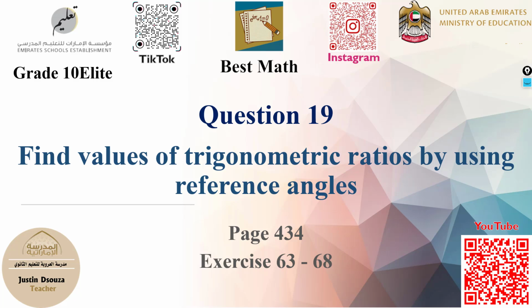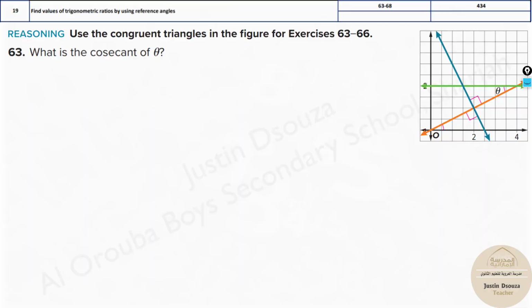In this video, we will learn about trigonometric ratios and also about the reference angles. Here we have been asked to find cosecant theta from this figure. You can see here theta is given and this 90 degree, that's right angle. So we can know this is the hypotenuse, and this is the opposite, and this is the adjacent.